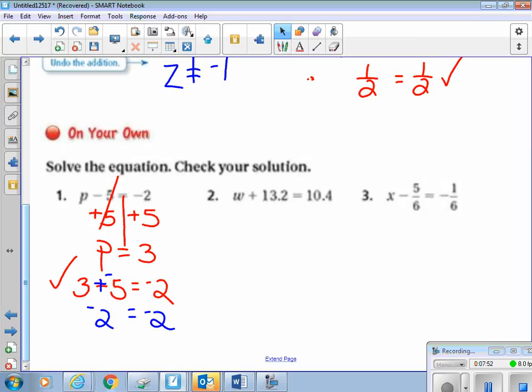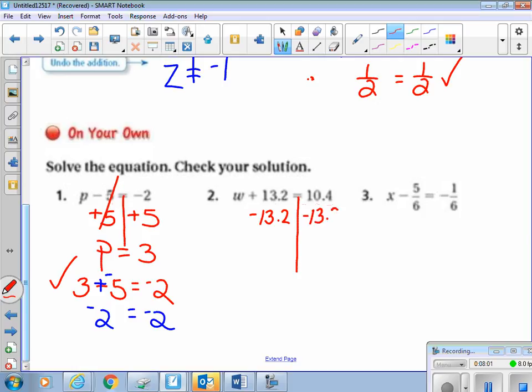In number 2, I'm trying to get w alone. I have a plus 13 and 2/10. The inverse would be to minus 13 and 2/10, and we're going to do it from both sides. Inverse operations canceling out, leaving me with w. 10 and 4/10 minus 13 and 2/10 leaves me with a negative 2 and 8/10. I'm then going to substitute negative 2 and 8/10 back in for w. Plus 13 and 2/10 should equal 10 and 4/10. This is your check.